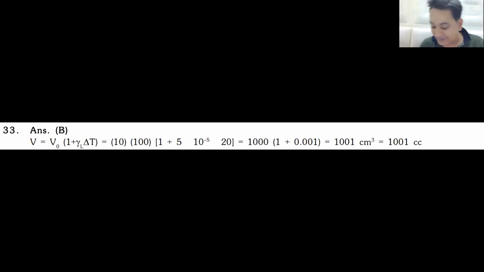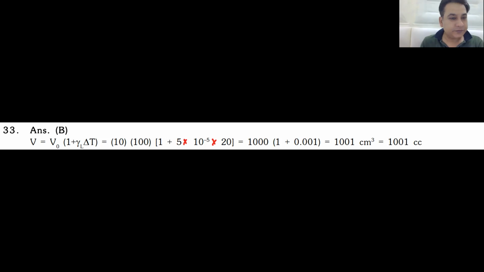And this book says 1001 centimeter cube. You just had to put the formula, beta. Do you understand this? V naught into 1 plus gamma L delta theta. What was V naught? 10 centimeter into 100 centimeter square, right? 1 plus gamma into delta theta.